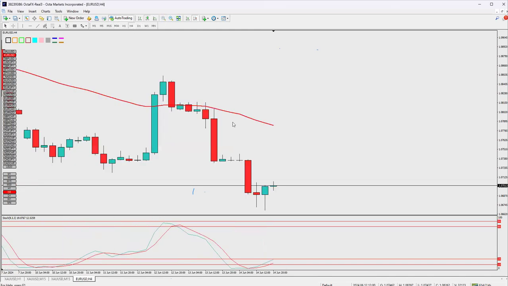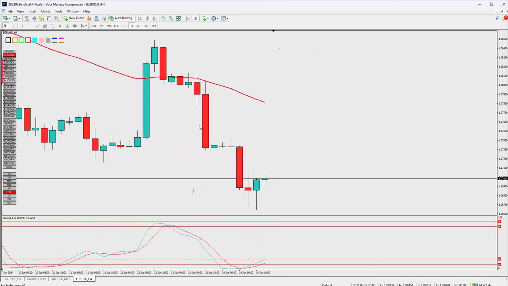The first thing you must understand is the direction of the market. When we're looking at Euro USD, you can see we're having momentum candles. So this one is a momentum candle. This one is a momentum candle. So we have momentum candles. That's the first thing you're supposed to look at.